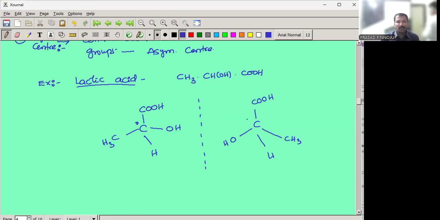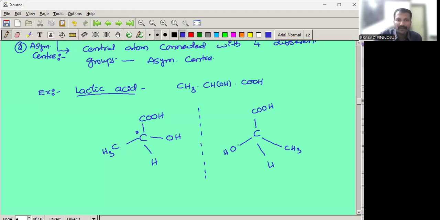When we place this molecule on this one, COOH coincides in both. But the remaining groups, that is CH3 and OH, do not coincide. That's why this is considered chirality, and also this one is considered an asymmetric center. This is also called an asymmetric center. Is it clear? Yes, sir.